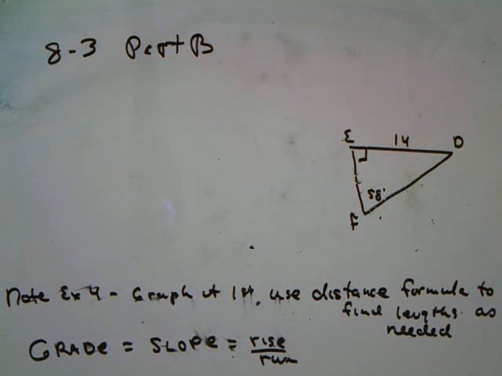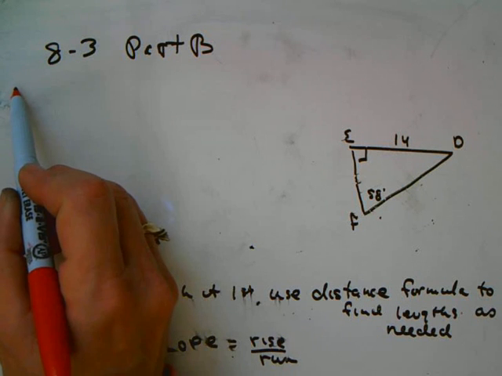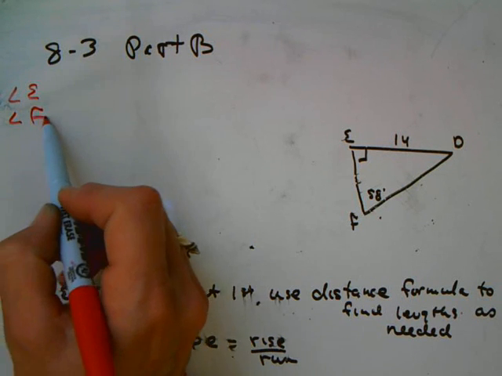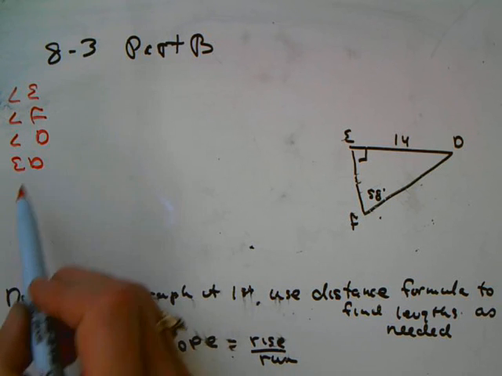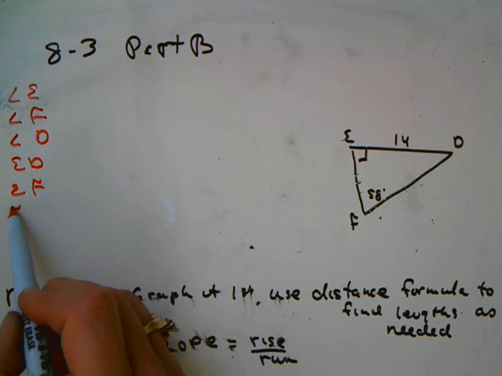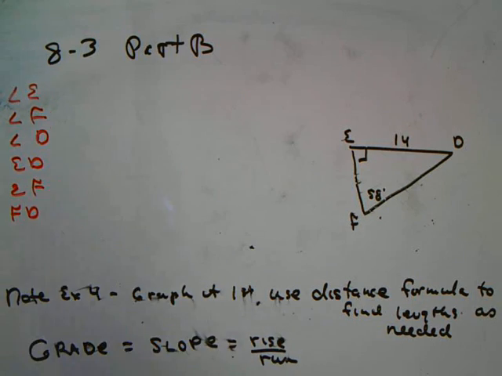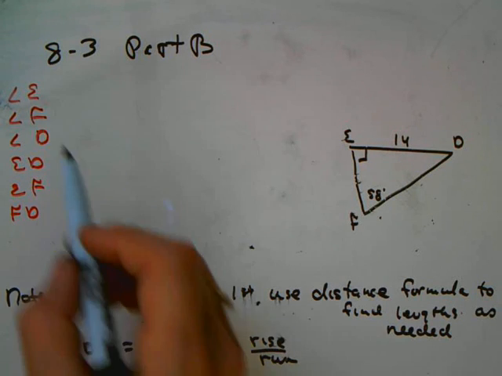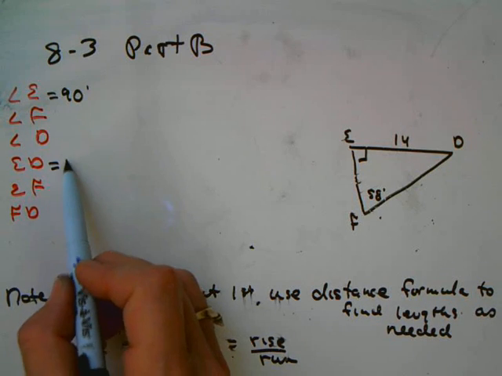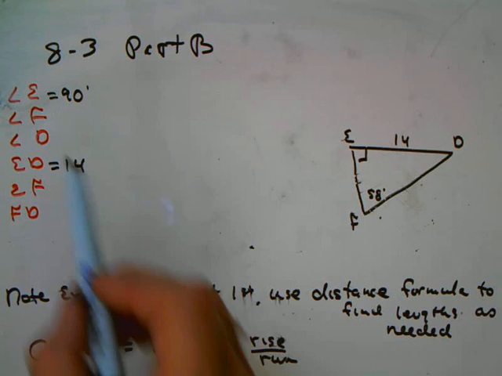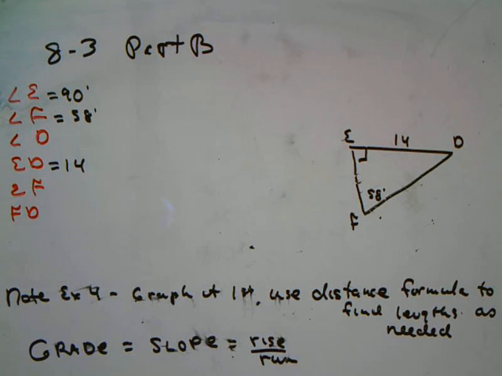The first thing I would do is say, okay, we need to know angle E, angle F, angle D, side ED, EF, and FD. Fill in what we know. Angle E is 90 degrees, E to D is 14, and angle F is 58 degrees.